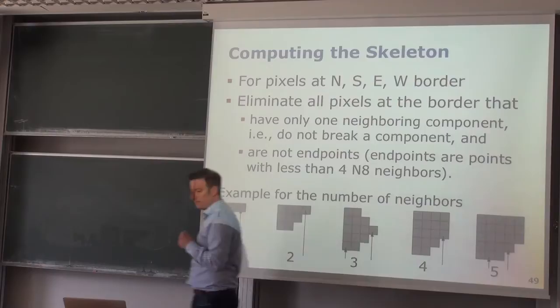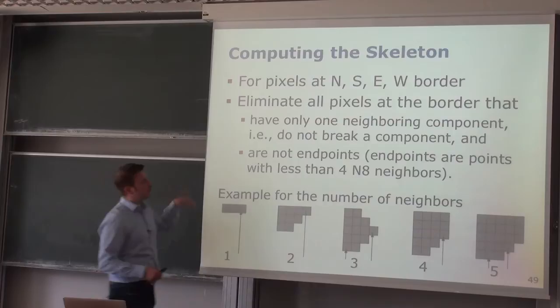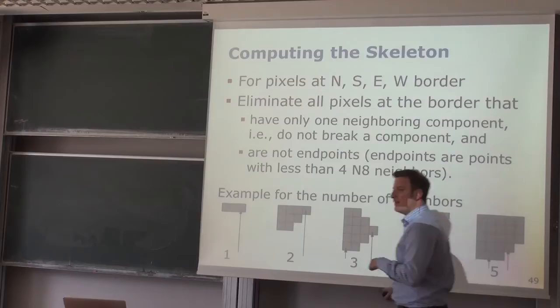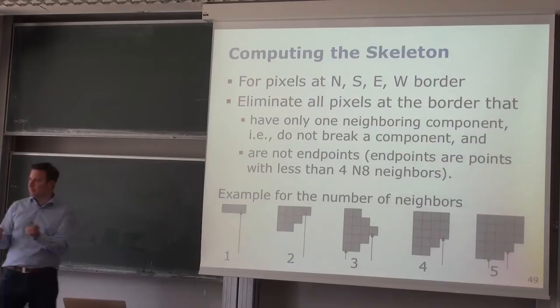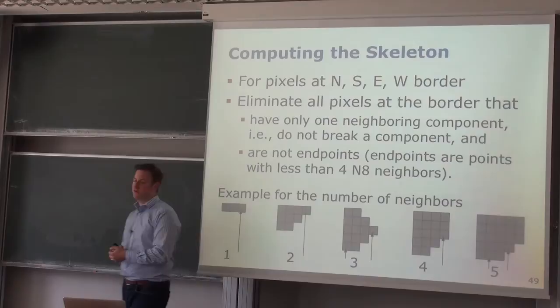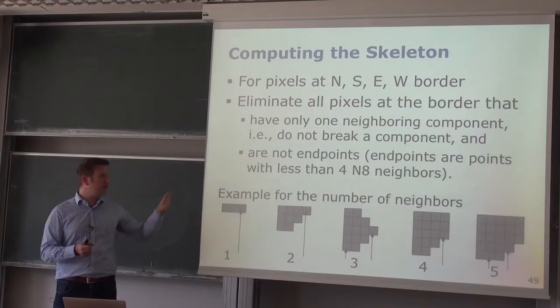So what the algorithm now says is, for all pixels which lie at the north, south, east, or west border, we start with north, south, east, west, and we peel it away, that means we eliminate it, unless we would break the component apart, or if it has less than four neighbors. Less than four neighbors, we keep it, and we also keep it if we would break the structure apart. Otherwise, we simply remove it.